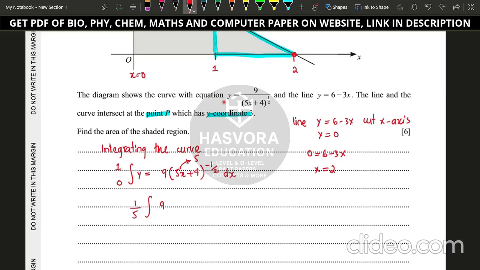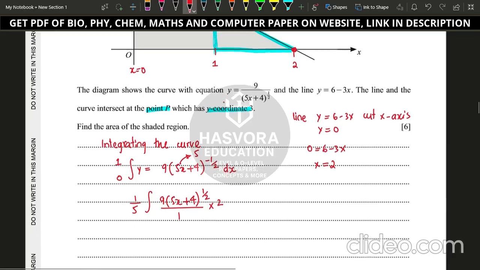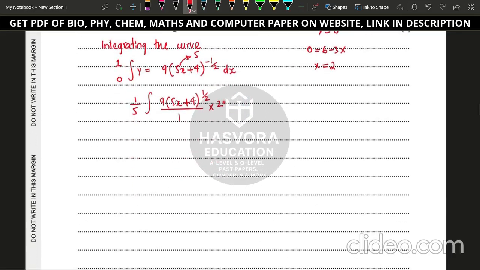So it becomes 9 into 5x plus 4, then add 1 to the power, so minus half plus 1 is plus half, and then divide by the increased power. So 1 by 2 is divided, so it becomes 1, and the 2 is multiplied, so it becomes like this. Okay, and then we have actually successfully integrated this.